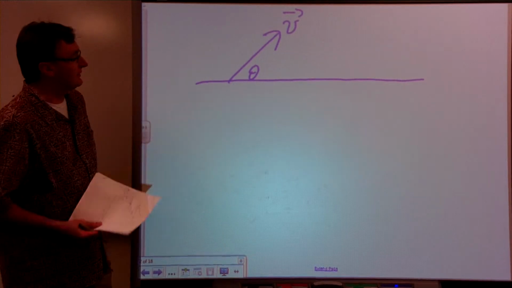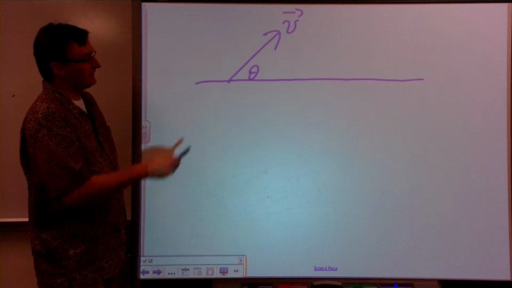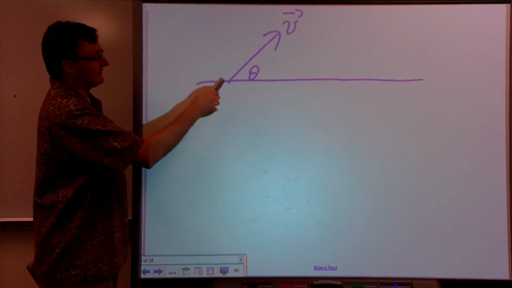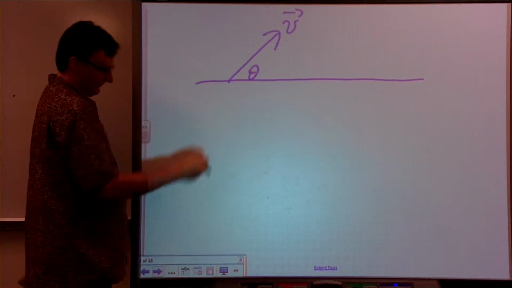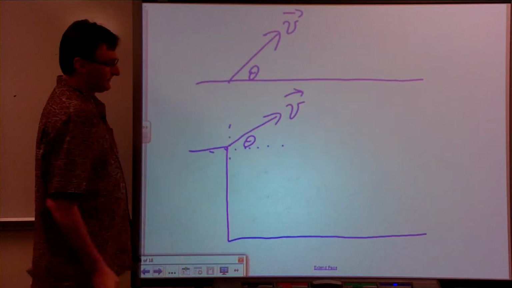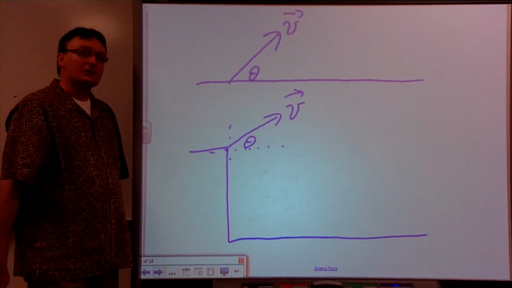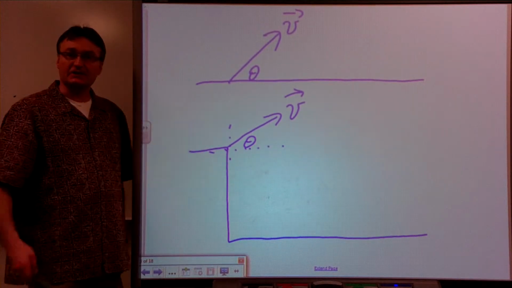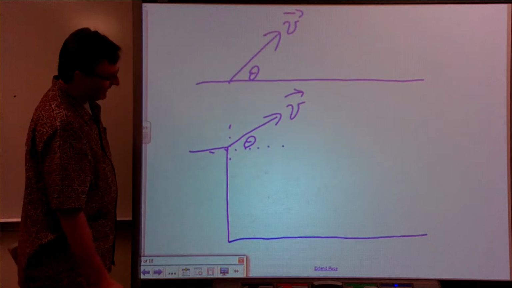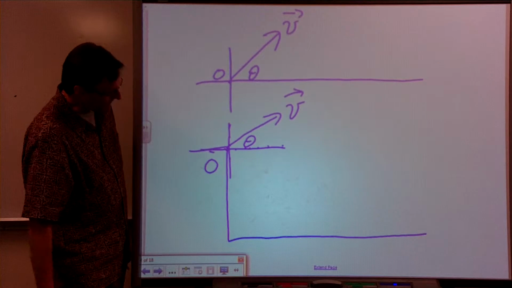So the first thing that we're going to do is just look at projectiles in general. A projectile is just something that's launched at a certain angle above the horizon, and it could be just on a flat surface like this, or it could be at the top of a cliff like this. You basically deal with the problems in the same sort of way. There's just a couple of slight differences between them.